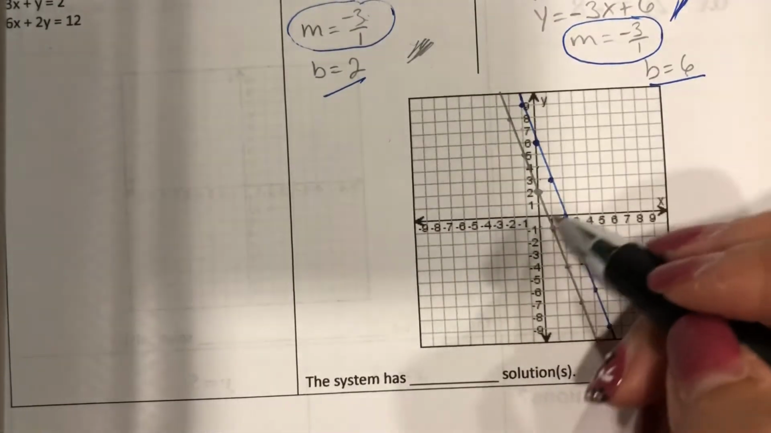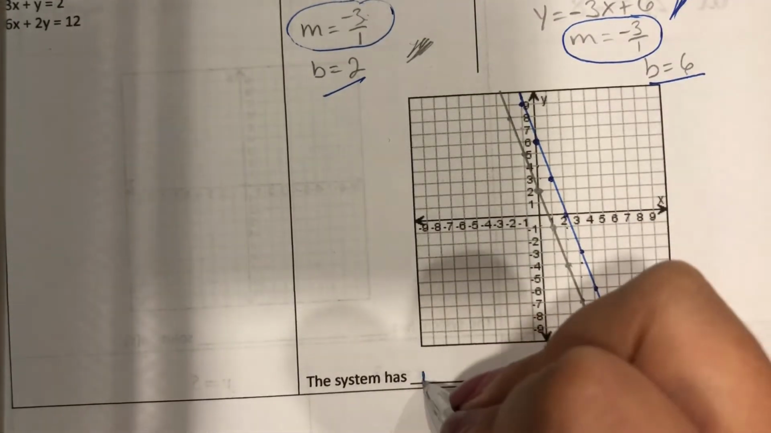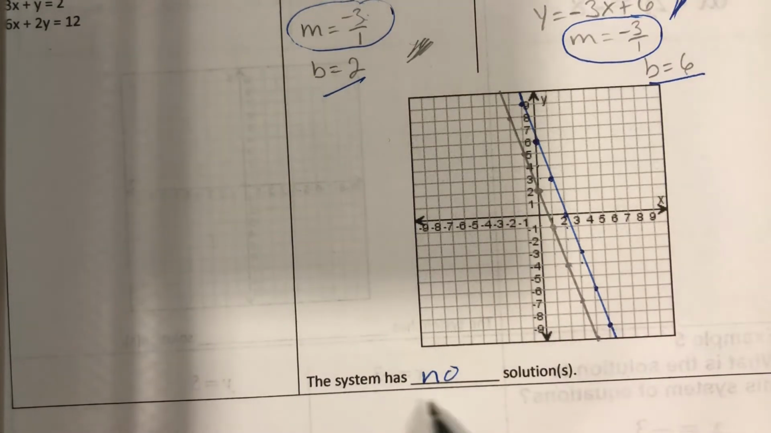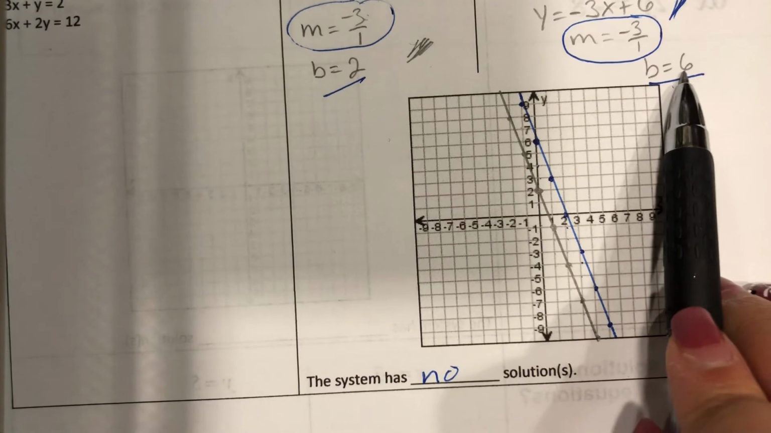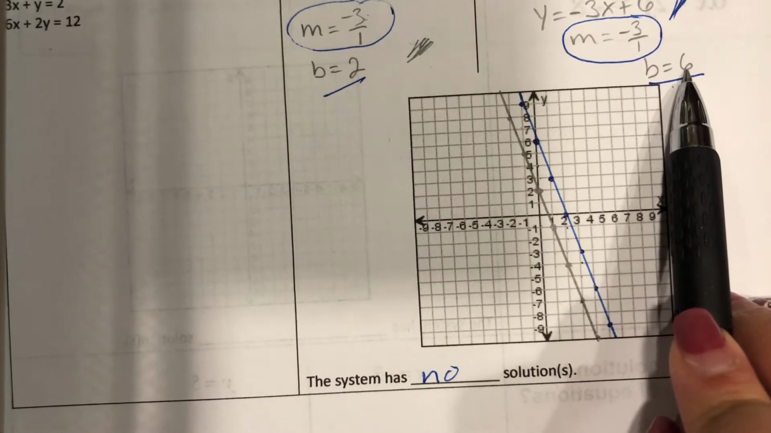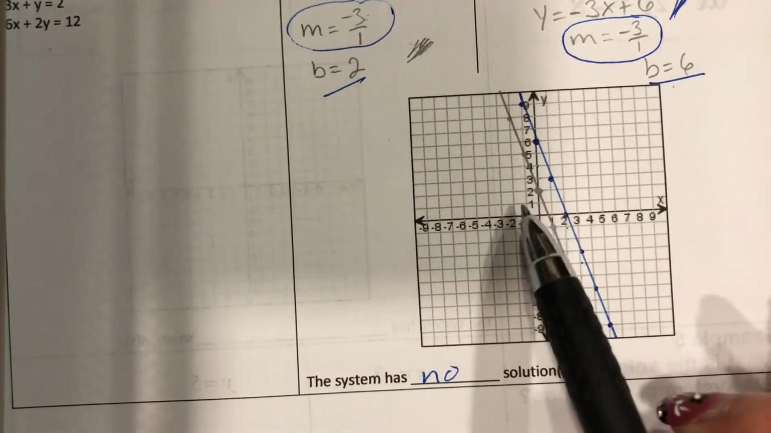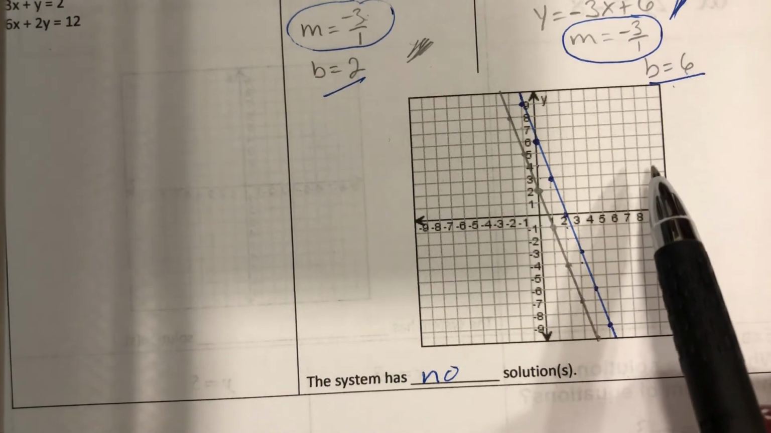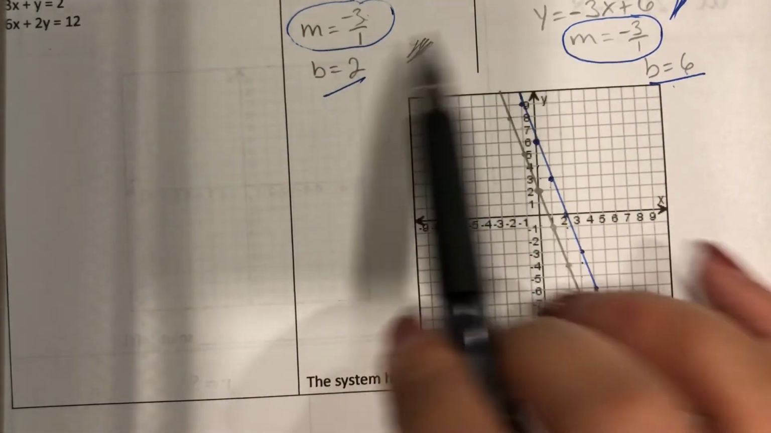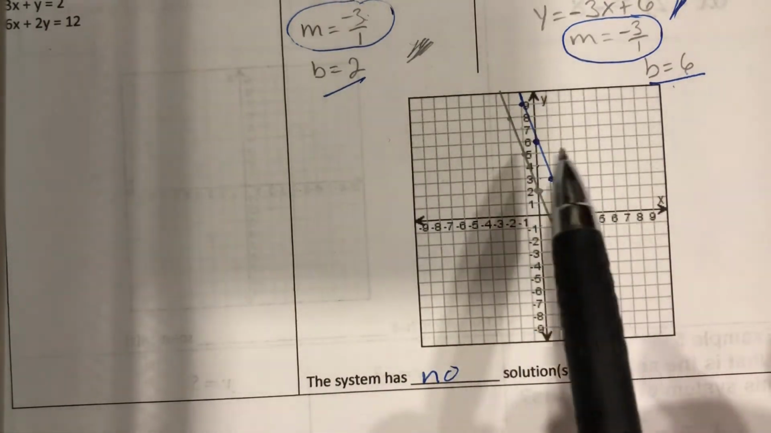Well, since they didn't touch, I have no solution. So the system has no solutions, all right? However, let's say that this 6 wasn't a 6, that this was a 2. One line would be on top of the other, so that would be an example of infinitely many solutions. So again, did we really have to graph this?